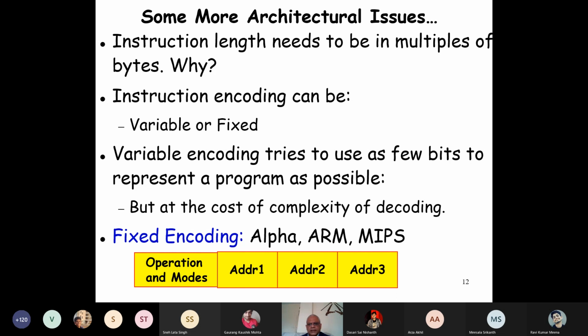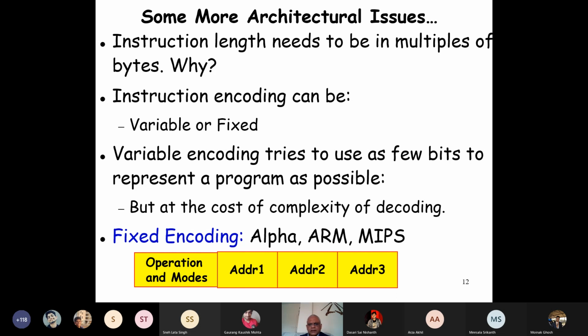Hello. Yes, can anybody answer this question? Why? When the program is stored in memory, it is stored in multiples of bytes. That is why. Not very clear. If I have a 16-bit memory, I'll have to store that line of instruction in that memory, so I'll have to use multiples of bytes. Not very clear, Mainak. Now, can anybody give a clear answer?